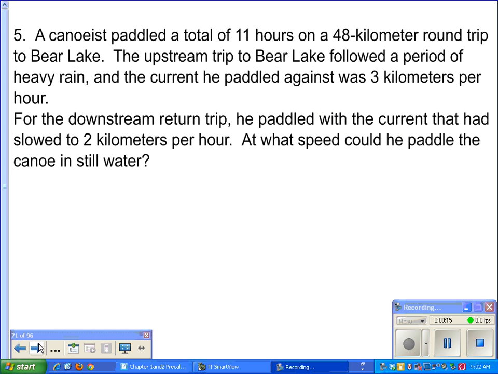And this time we have a canoeist that paddled a total of 11 hours on a 48-kilometer round trip to Bear Lake. The upstream trip to Bear Lake followed a period of heavy rain, and the current he paddled against was 3 kilometers per hour. And then for the downstream return trip, he paddled with the current that slowed him to 2 kilometers per hour. At what speed could he paddle in the canoe in still water?